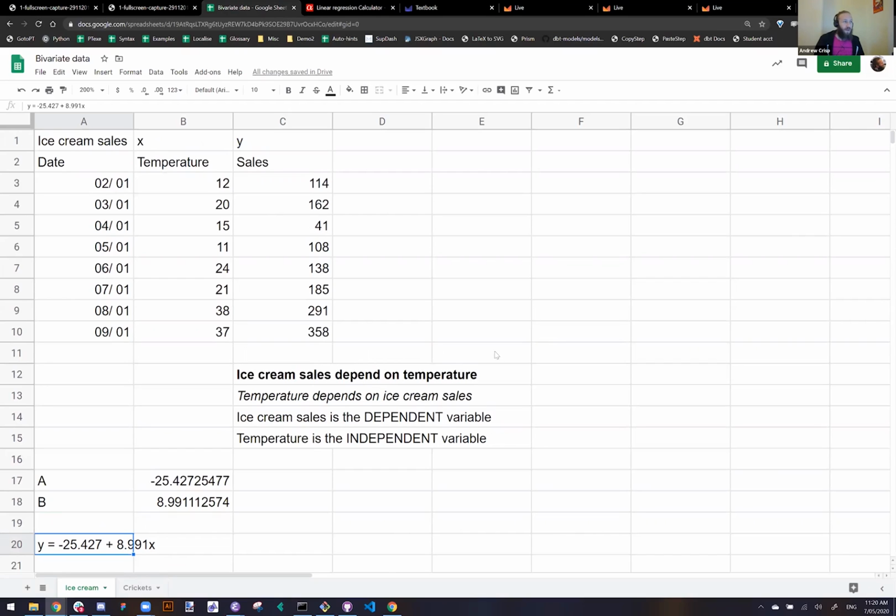What we're going to do now is we're going to see how to use this equation. The whole point of doing this was to give the person running the ice cream shop some idea of how to predict their sales based on the temperature. So over here in this part of the spreadsheet, I'm going to put temperature and sales. And this is going to be my prediction.